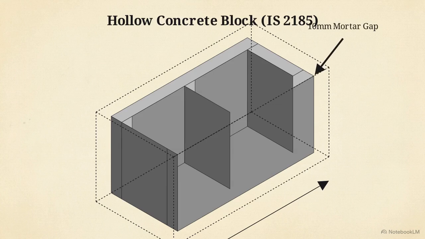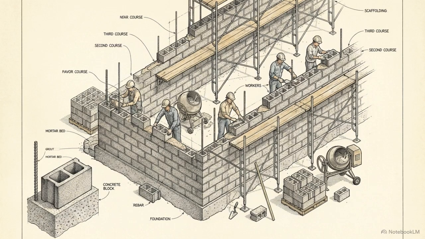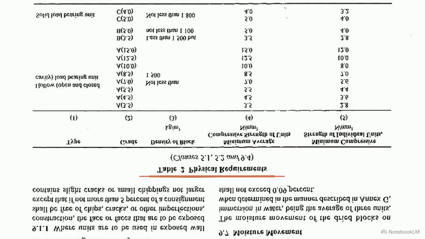To classify as a hollow unit, the combined volume of the face shells and webs must constitute between 50 and 75% of the block's total calculated volume. The geometry and material volume of each single unit directly dictate the load-bearing strategy for the entire wall. This table from IS 2185 shows how block grading is determined by a rigid material density matrix.